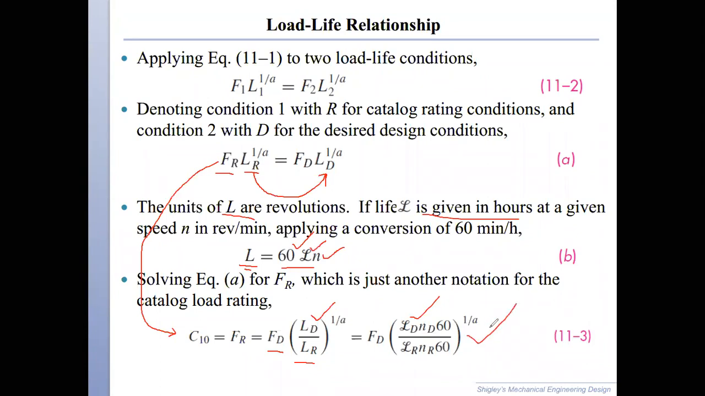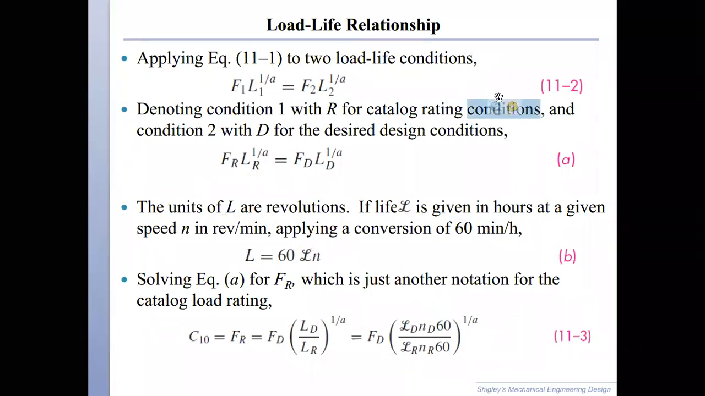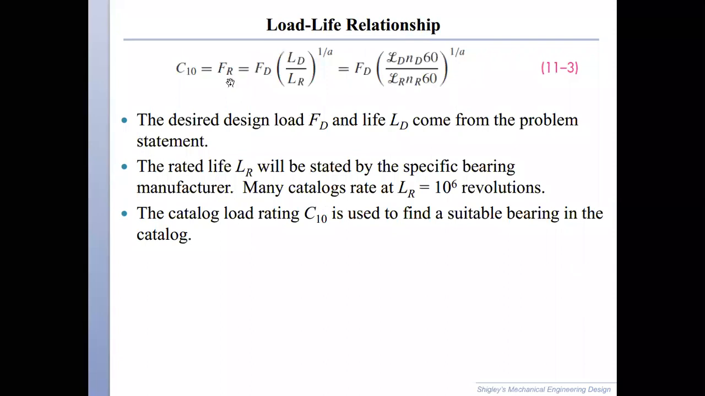Everybody agrees with this? Right? Yes, sir. Any questions? Yes, sir. Actually, now, let's move to the next. What we would need to do is, C10 is equal to FD (LD over LR) to the power 1 over A, or FD (LD ND 60 over LR NR 60) to the power 1 over A, whichever you like. You can use any of these equations.